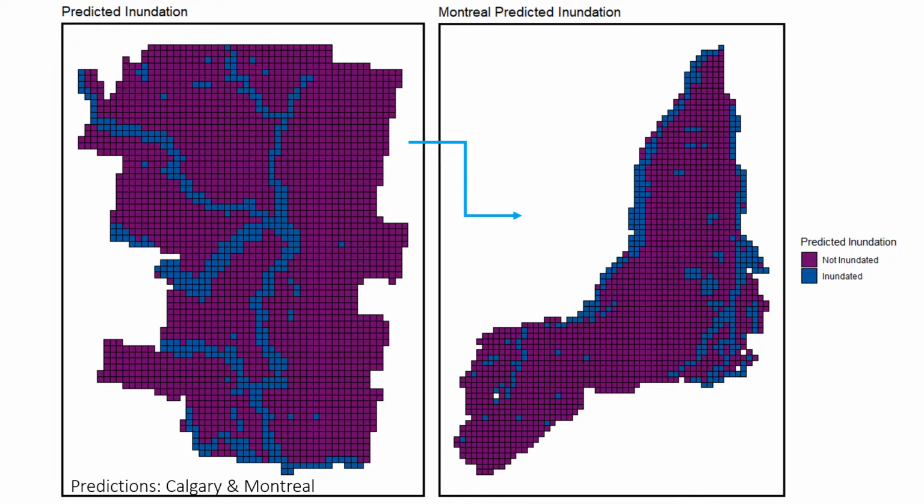Using domain knowledge and a top-down strategy in which we began with the outcome, flood inundation in Calgary, we attempted to backwards engineer the parameters that help explain flood inundation. We trained the model on features in Calgary and then applied the tool to Montreal.